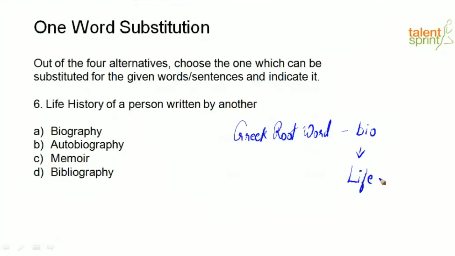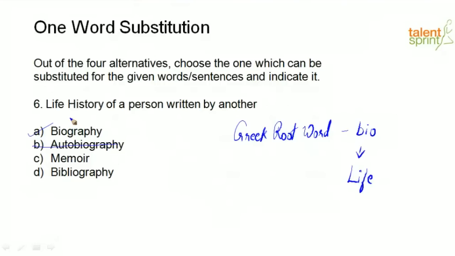So what you need to understand is life history of a person written by another. Pay attention to the context, right? The phrase says written by another. When you say auto, you know it means self, right? That's a Greek prefix which means self. So nobody else is writing it but yourself. So you can eliminate option B, in fact. Biography is our answer here. Life history of a person written by another. Bio, the root word which means life.